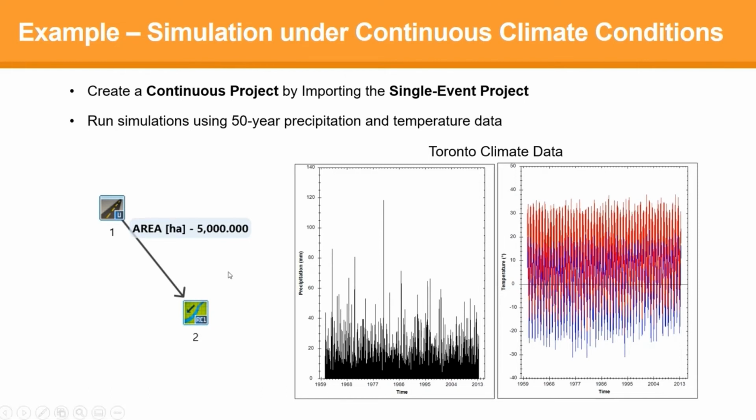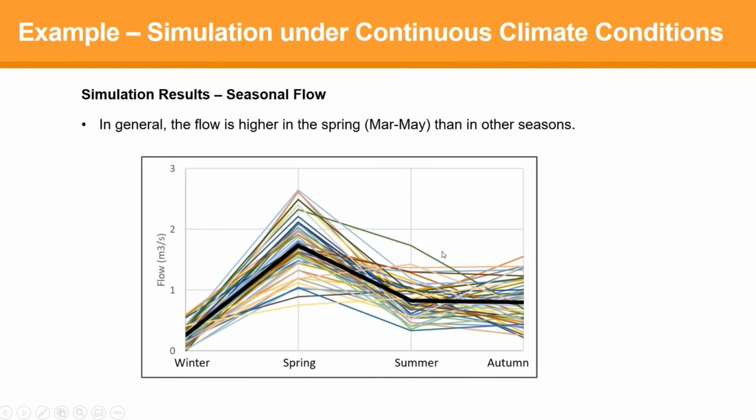And I run a model using those precipitation and temperature data in this continuous project. So that's the result here. First, I did some analysis for the flow. That's a plotting of all those 50 years by seasons. You can see that in the spring, the flow is much higher than in the summer, autumn, or winter. So this just matches with our observation, right?